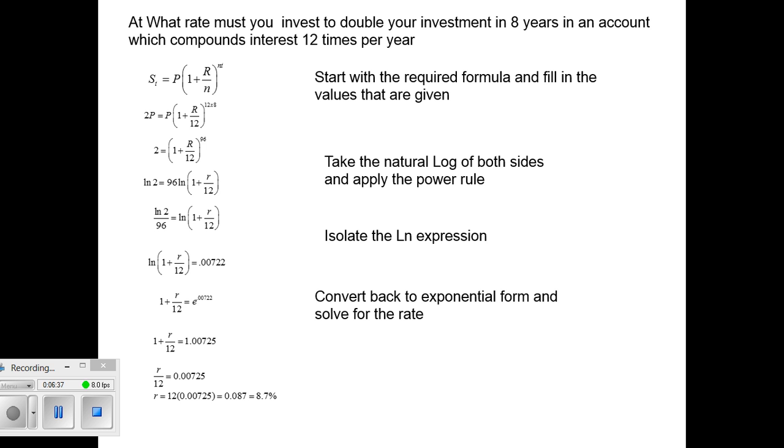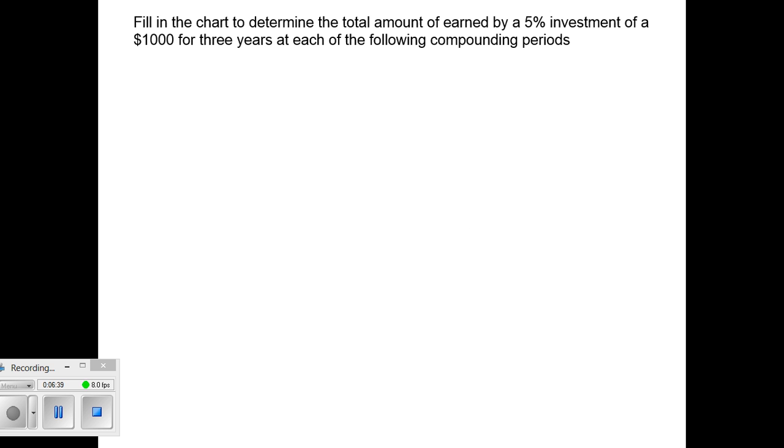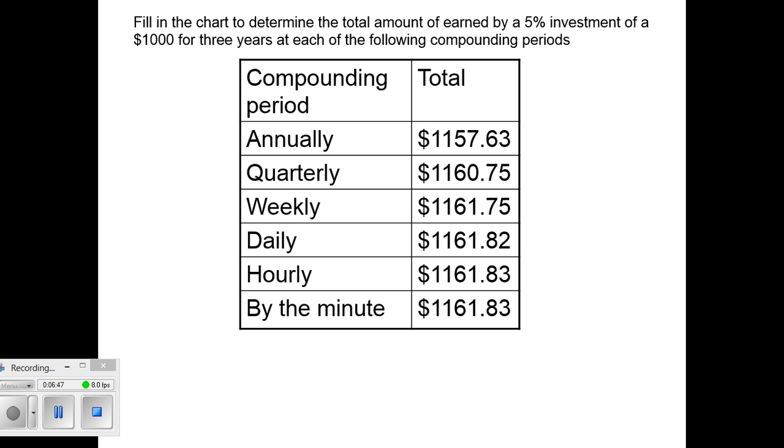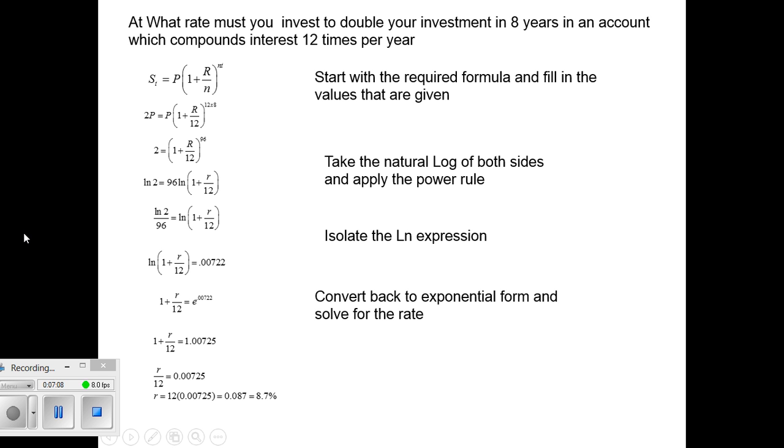Okay, so let's look at this now. Here's the thing. We're saying take that $1,000 that we invested. Our first time around, we said, well, if we invest it annually, and that is compounded annually, we get 1157. We showed you the formula that we used previously on the previous slide. And here's our start formula.